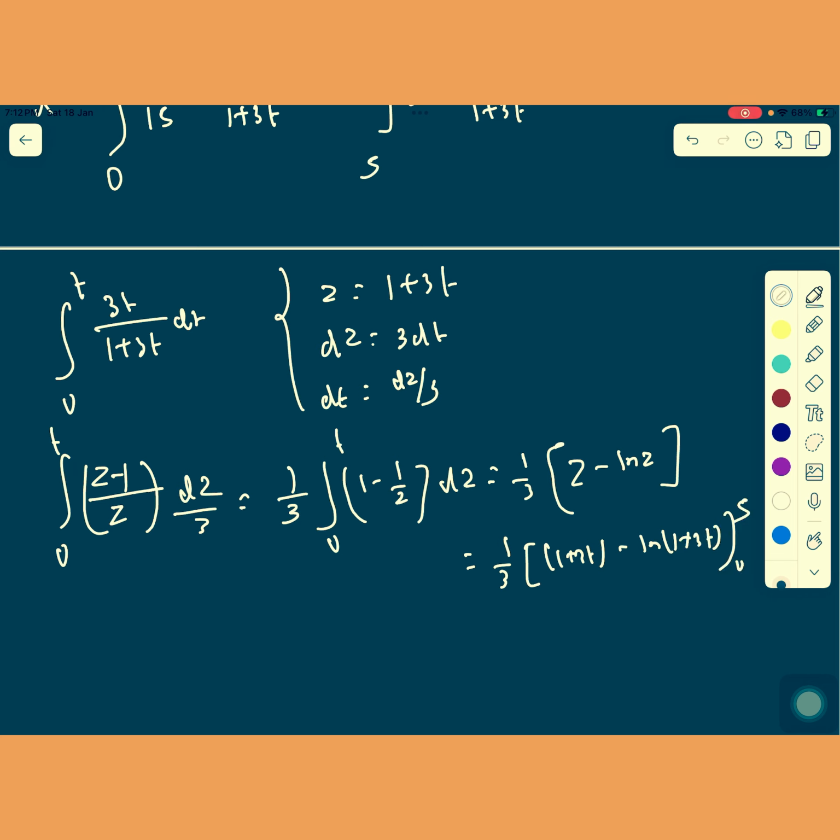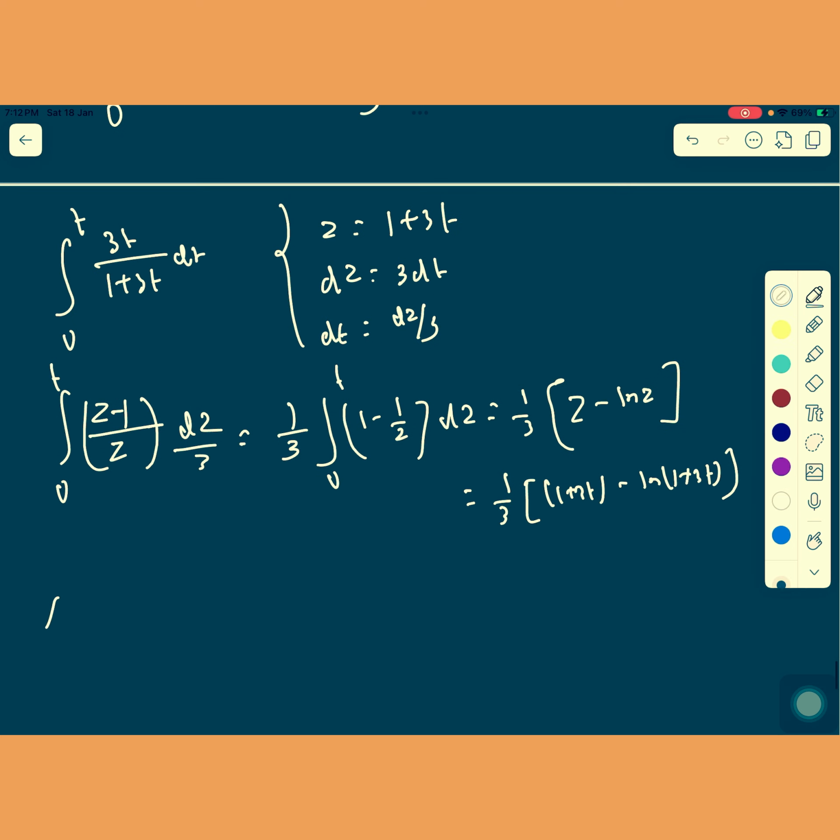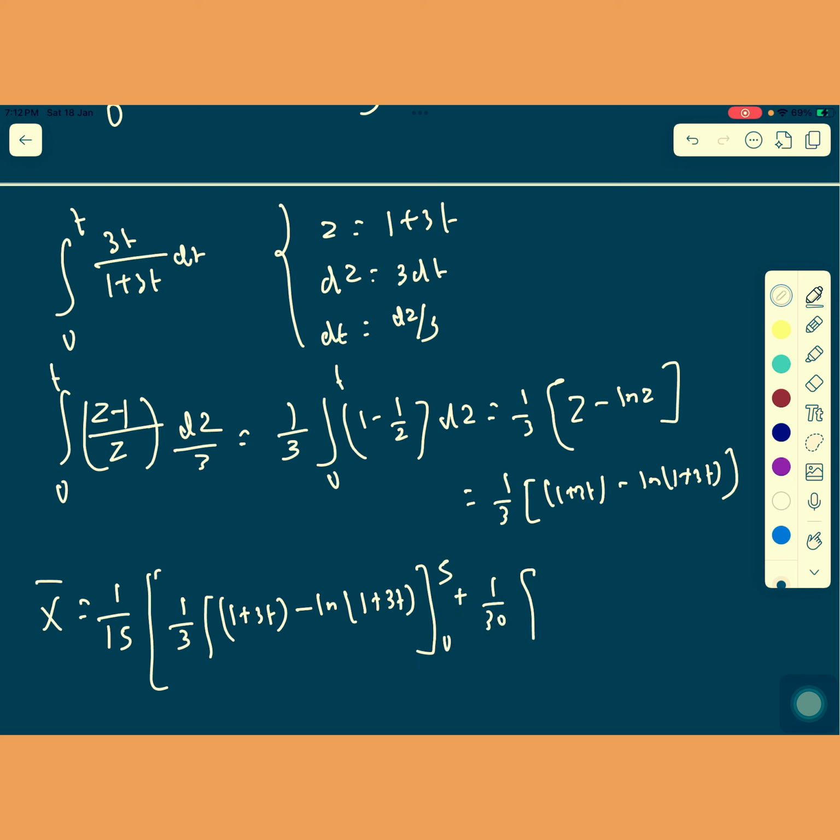And now you'll substitute 0 to 5. So ultimately you have this kind of integration, right? So the value of x bar is 1 by 15 and directly 1 by 3 and 1 plus 3t minus ln 1 plus 3t, from 0 to 5, plus 1 by 30 and 1 by 3 multiplied with 1 plus 3t minus ln 1 plus 3t, and this will go from 5 to 10. That's it. Is that clear?